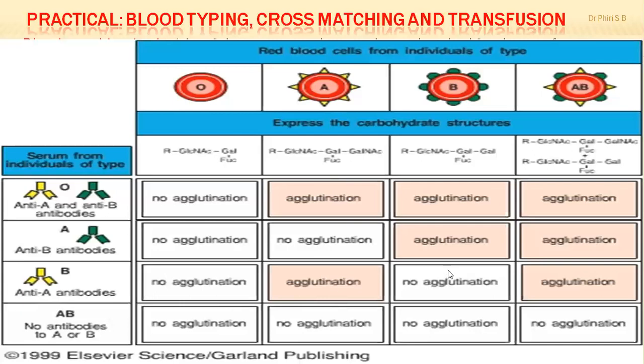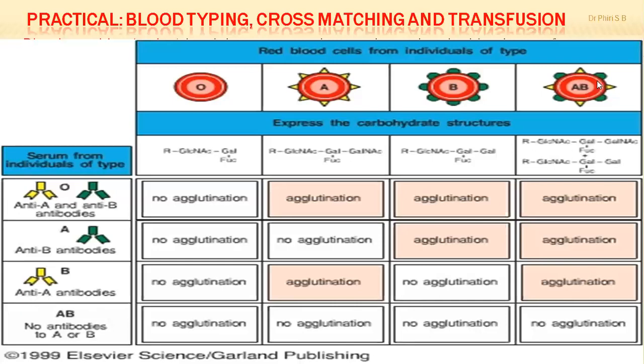If you give blood group B, or red blood cell B, they have B antigen. Here you don't have the antibody B. There will be no reaction, so they are compatible. If you give AB, you have antibody A.